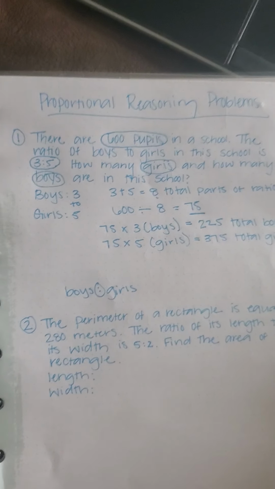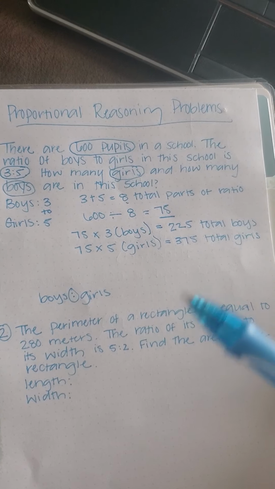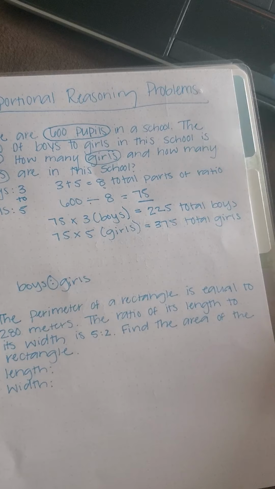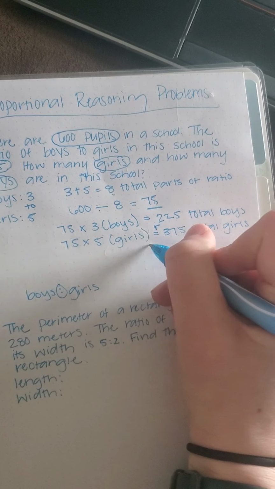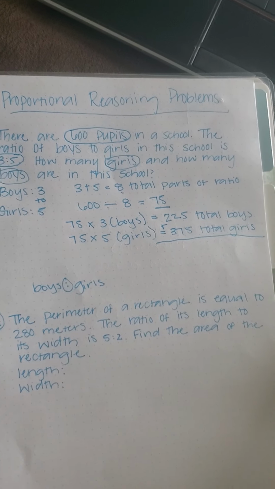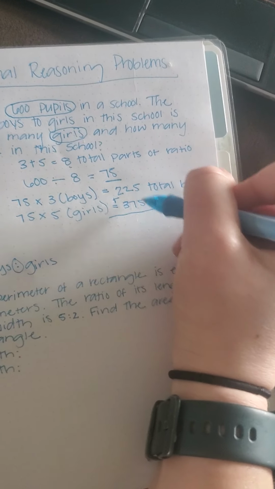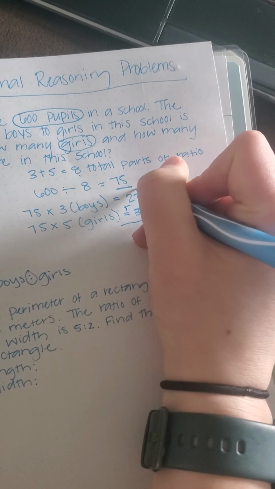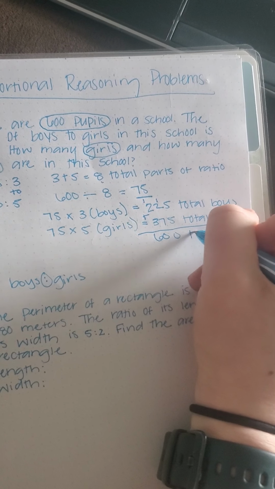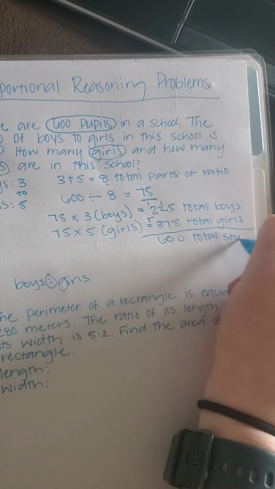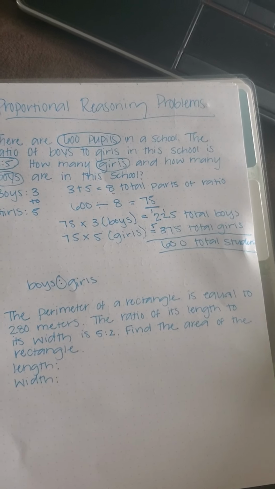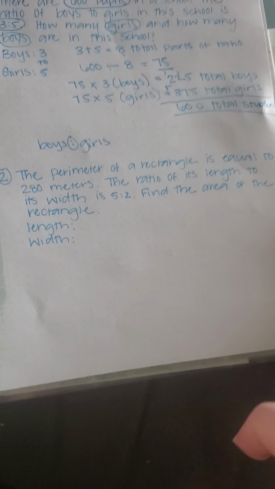One way we can check our answer is to add our total number of boys and our total number of girls. What should it equal? Very good, it should equal our total number of students, which is 600. Let's go ahead and add these together. And that equals 600 total students. Okay, very good.